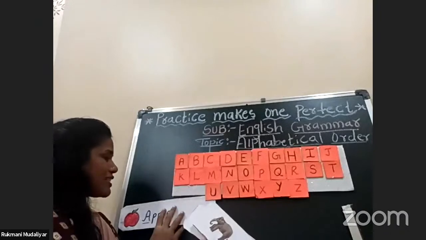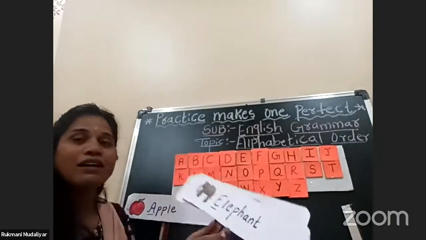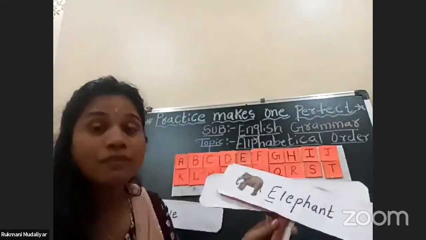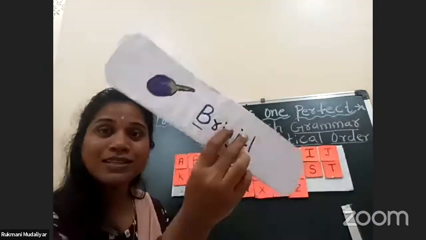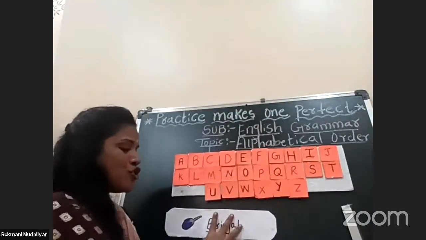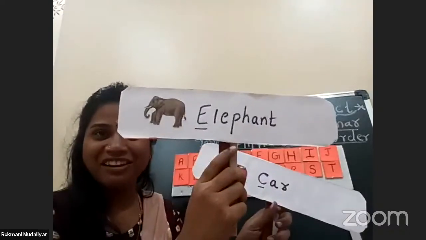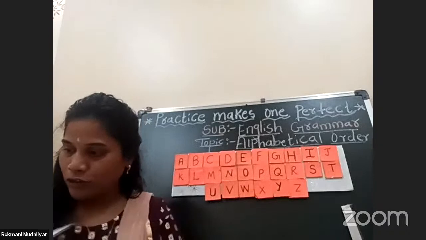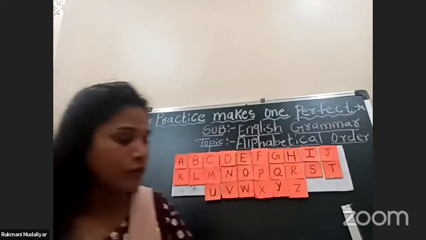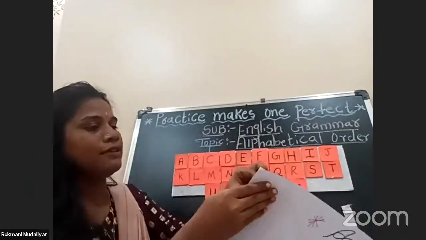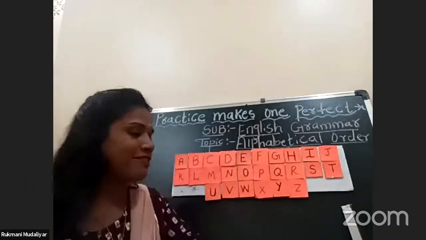First arrangement is apple. Then which will come? Which word will come? Brinjal. Very good. Brinjal. And then car and then elephant. Okay, children. Very good. Did you understand that? Okay. Now, here I have some activity. Let's see the activity first.